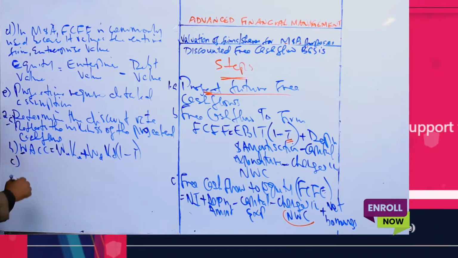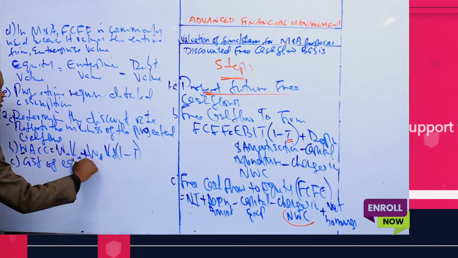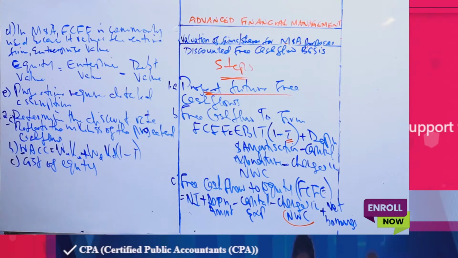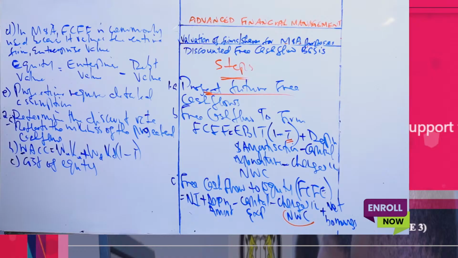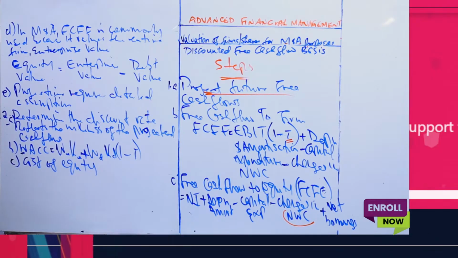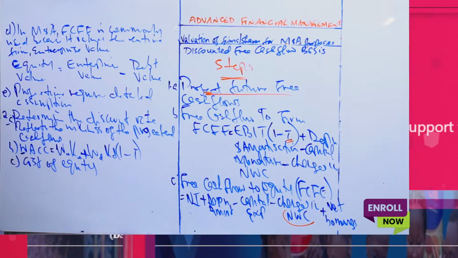Then C, we have the cost of equity. The discounting rate can also be the cost of equity. If using free cash flow to equity, the cost of equity is used as the discounting rate.